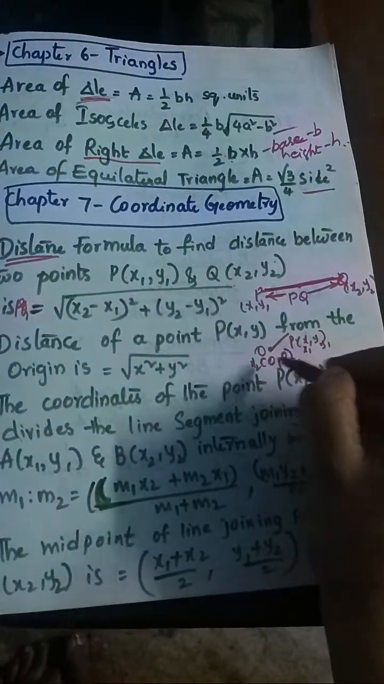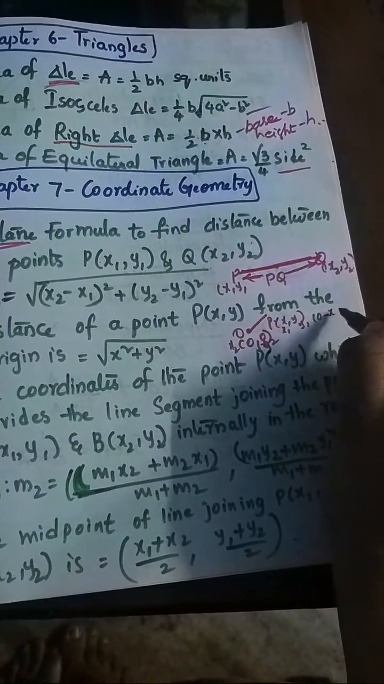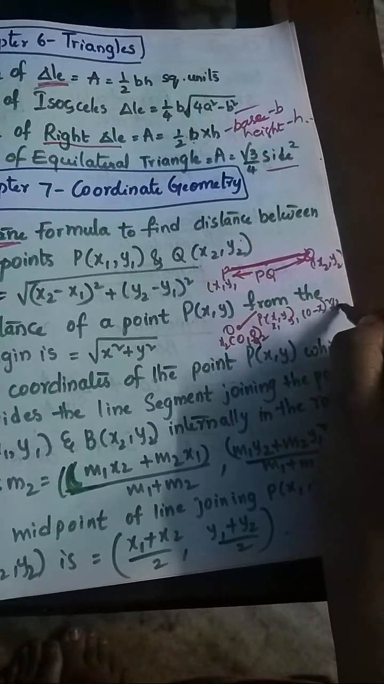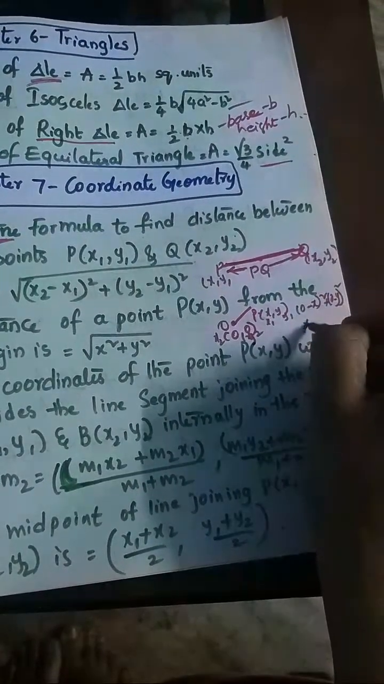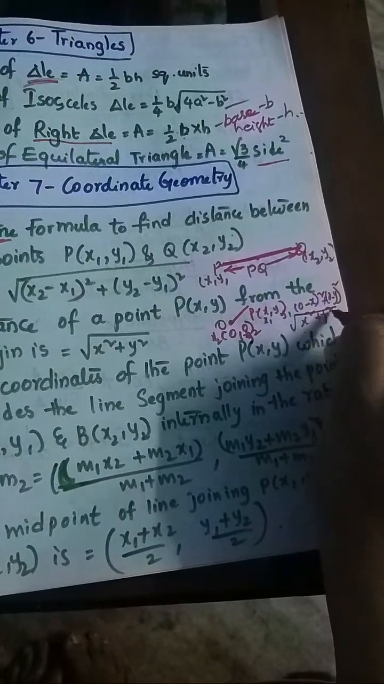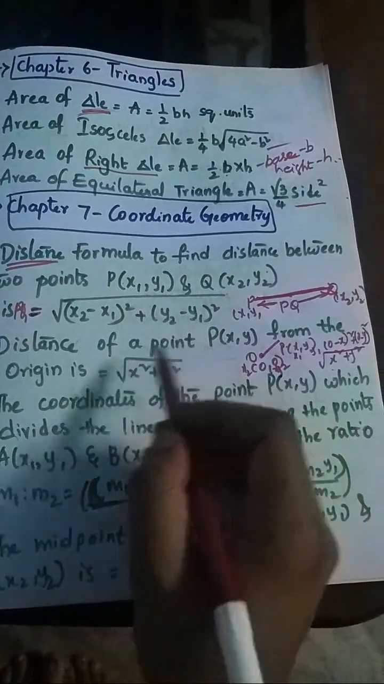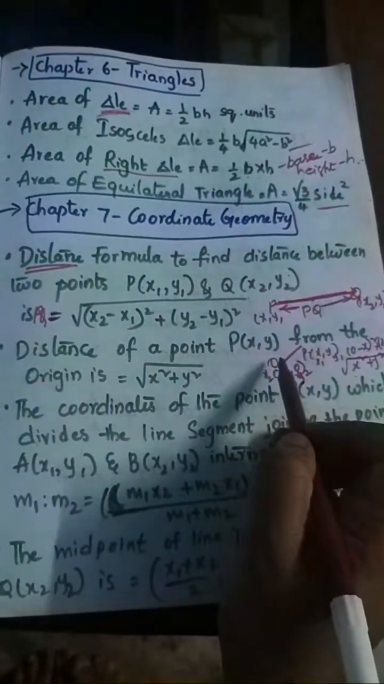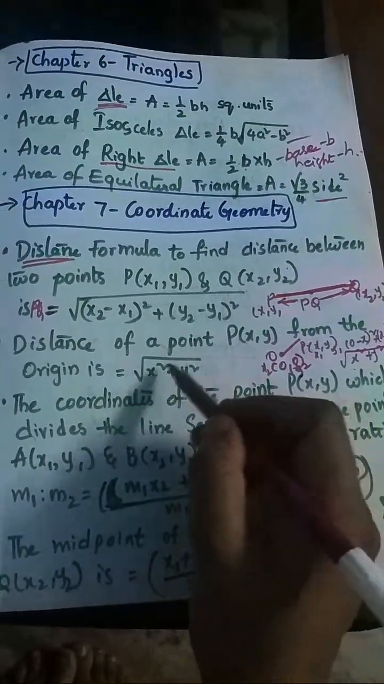Okay, then x2 minus x1 whole square plus y2 minus y1 whole square. 0 minus x whole square plus 0 minus y whole square we get. That is minus into minus gives plus x square, and this one also y square. So this is x square plus y square. Like this we get the value whenever a point is given and the origin 0 comma 0 is given. We get x square plus y square. We have to directly substitute the values.